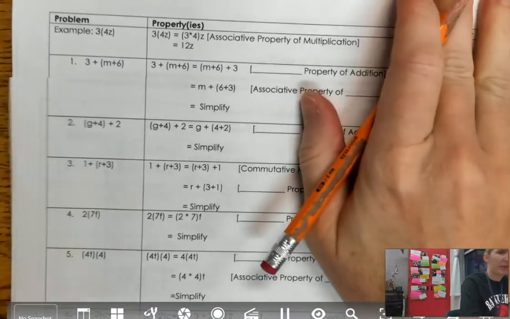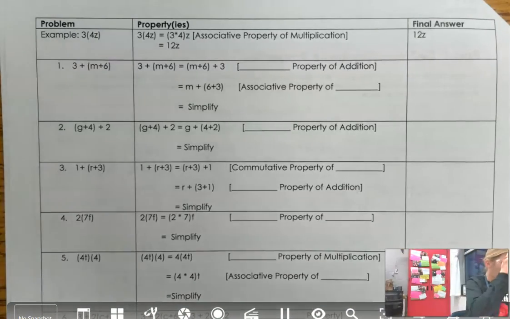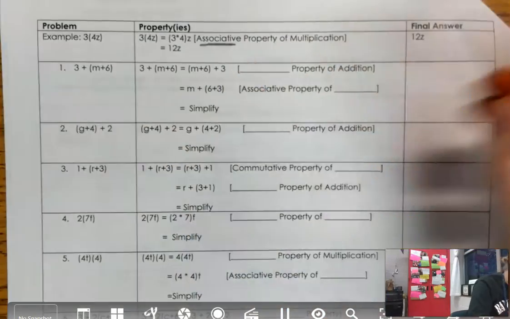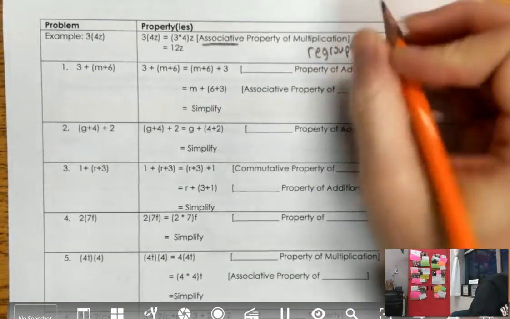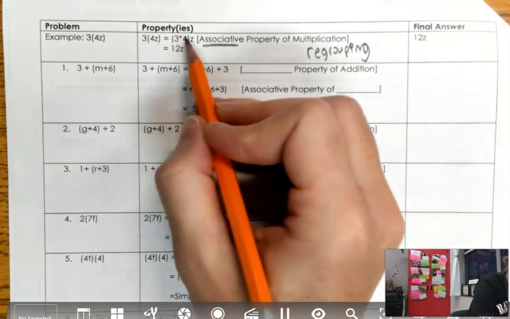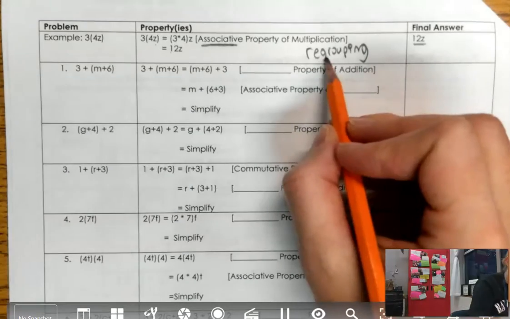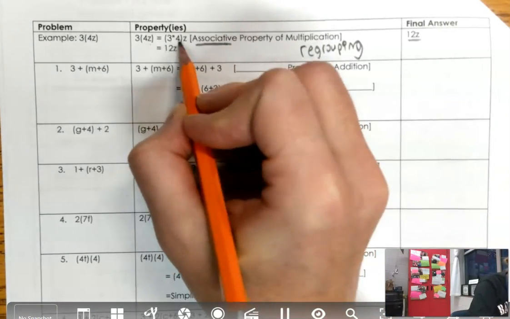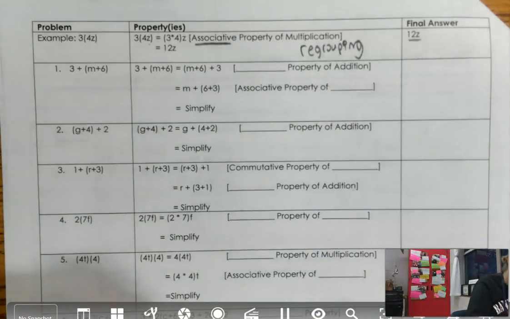Let's go ahead and work through these examples of the different properties. So, for example, number 1, 3 times 4z. Basically what we're doing is regrouping, right? Regrouping. So we're saying 3 times 4z, we're just multiplying the 3 and the 4 first and saying 12z. So my final answer is 12z, and all we did was regroup, right? Instead of 3 times 4z, we regrouped it into 3 times 4 times z.